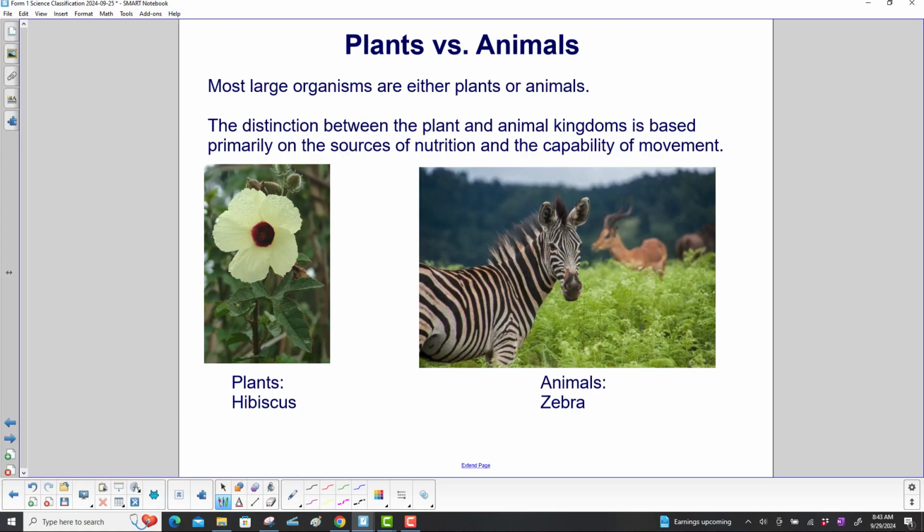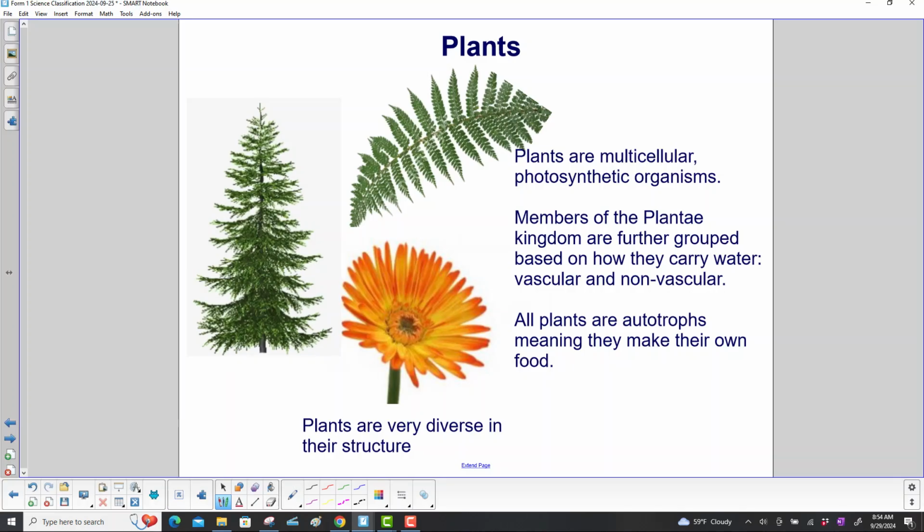Most large organisms are either plants or animals. The distinction between the plant and animal kingdoms is based primarily on the sources of nutrition and the capability of movement. Plants are multicellular photosynthetic organisms. Members of the Plantae kingdom are further grouped based on how they carry water: vascular and non-vascular.